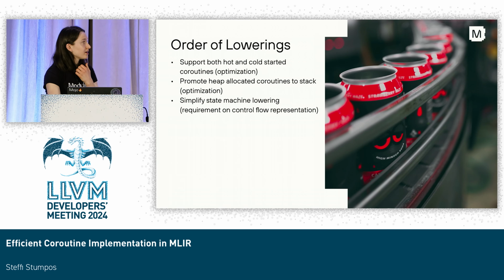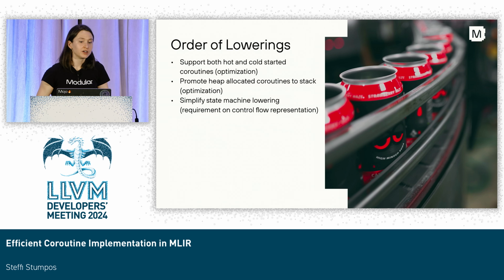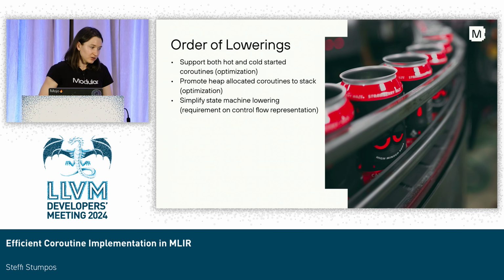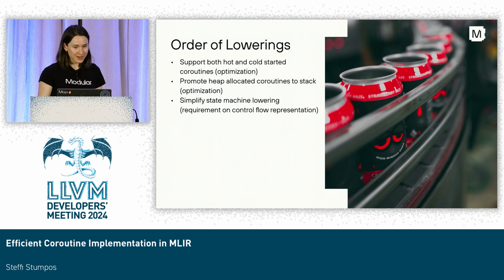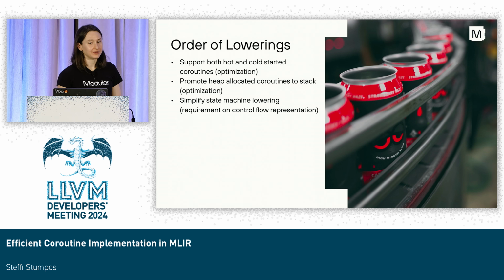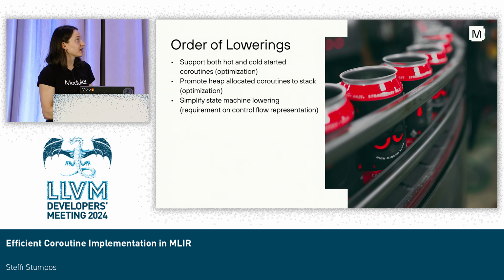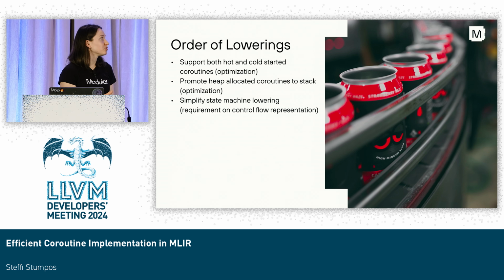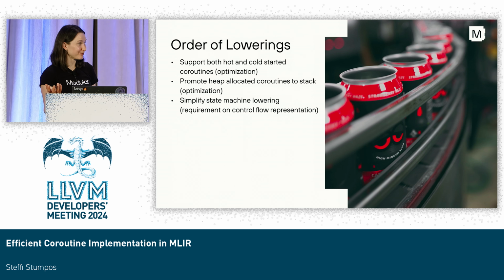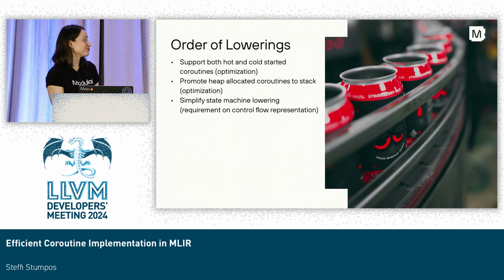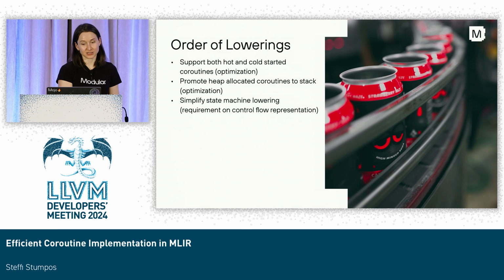OK, next, talk about the order of the lowering. So what optimizations do we want to support? Well, we want to support both hot and cold coroutines. Again, we'll get to what that means in a moment. We want to promote heap allocated coroutines to the stack. And it's also important to consider what the IR looks like when we lower this, because we don't want to have to add anything to the IR in order to make it behave correctly. So specifically, control flow should be unstructured when we lower the resume function to a state machine.